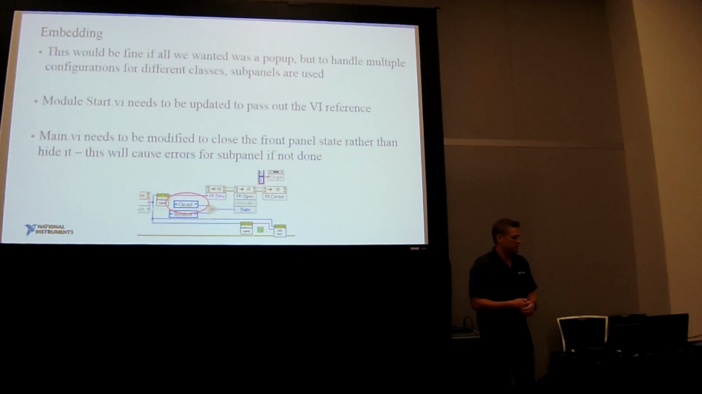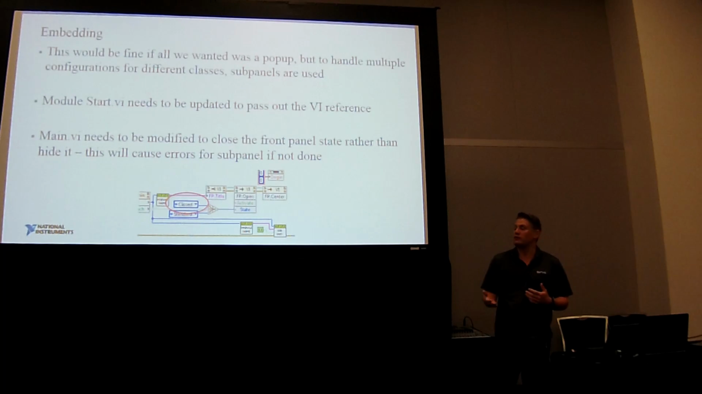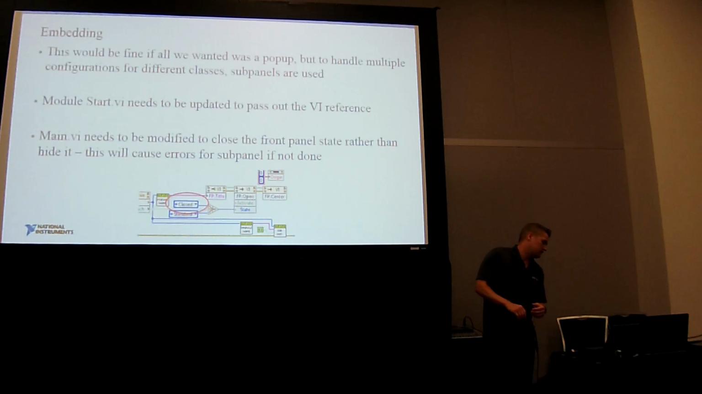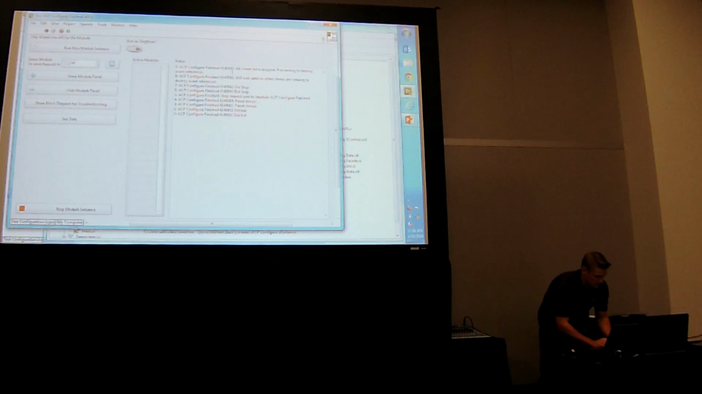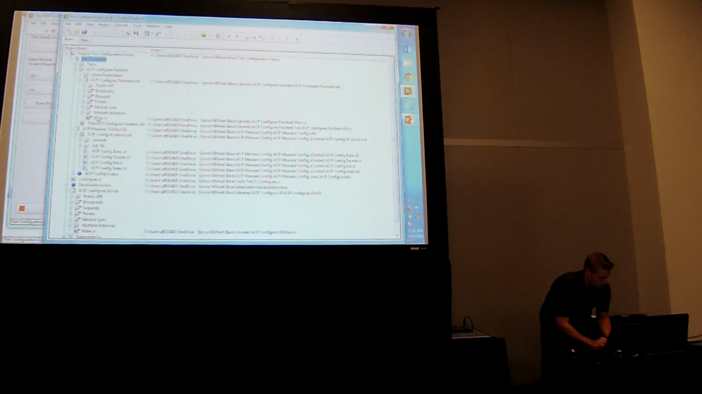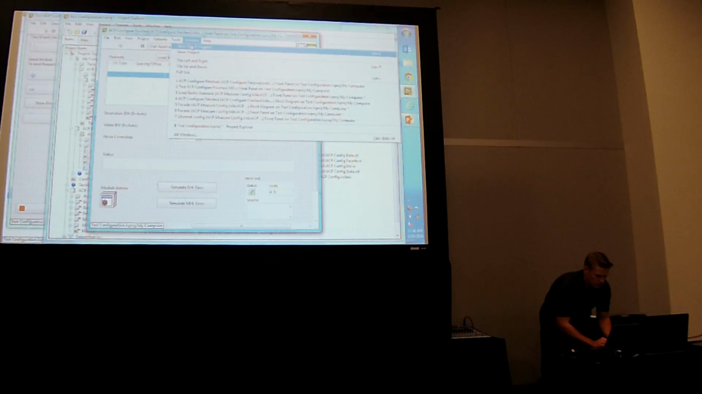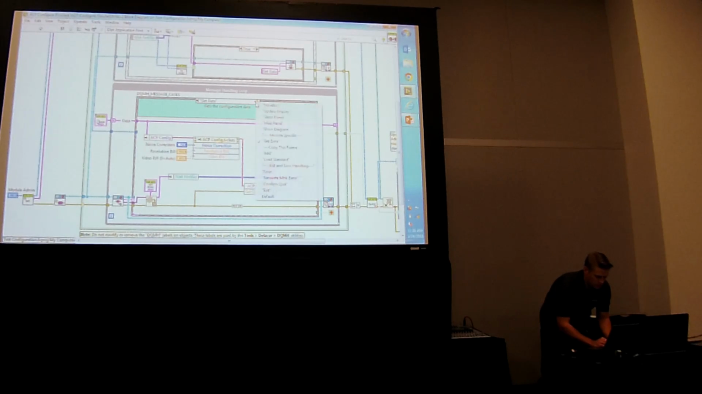The first one was that we modified the module start VI to pass out a VI reference so that we can use that and embed it in the subpanel. And then we also modified the main VI to do that operation there. Instead of starting up hidden, it starts up closed so that you can embed it into a subpanel. And really, it was as simple as that. The finished VI also has that implementation. That was really the only thing that we needed to do.